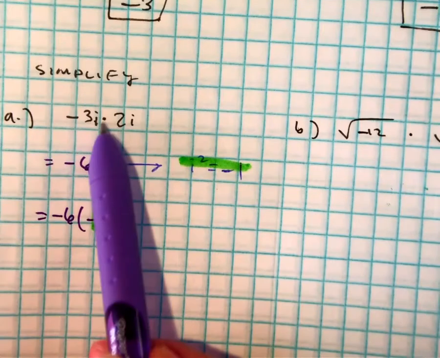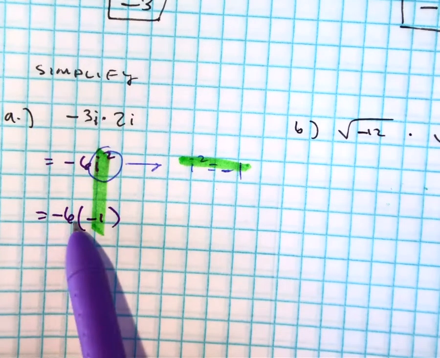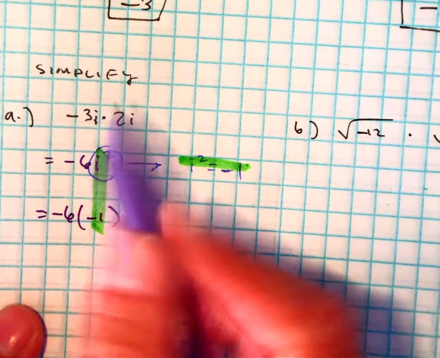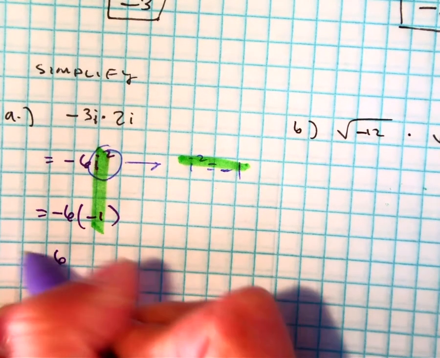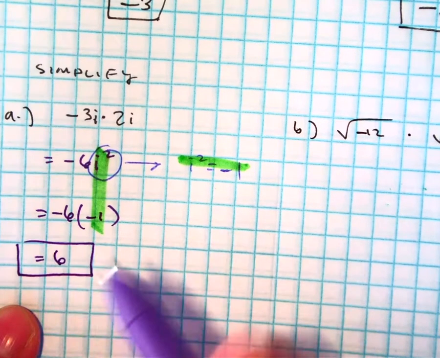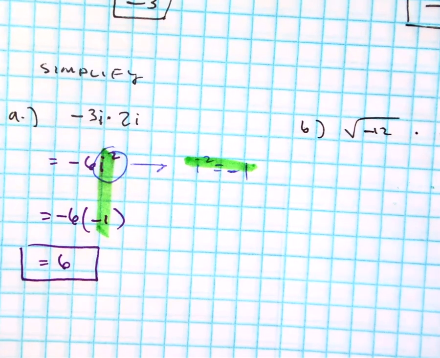But remember, it's multiplication here, multiplication here, multiplication here. Negative 6 times negative 1 is positive 6. Raise your hand if you got that. Good. Okay, this one's a little bit different, new.